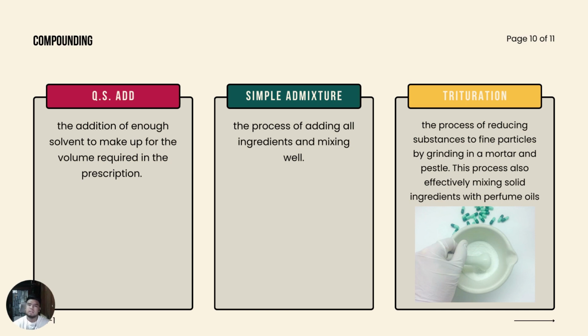Then, next is the trituration. This is the process of reducing substances to fine particles by grinding in a mortar and pestle. This process also effectively mixes solid ingredients with perfume oils.